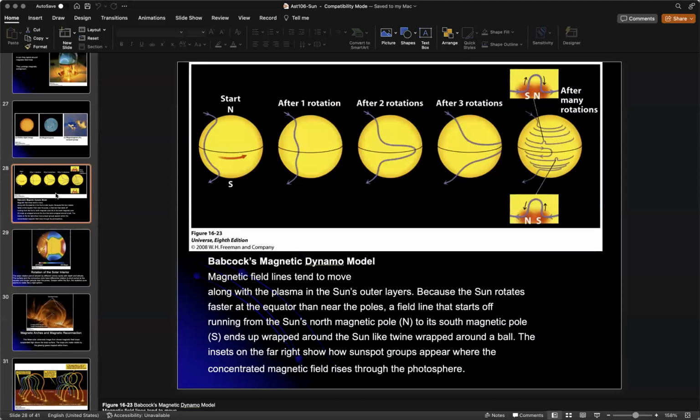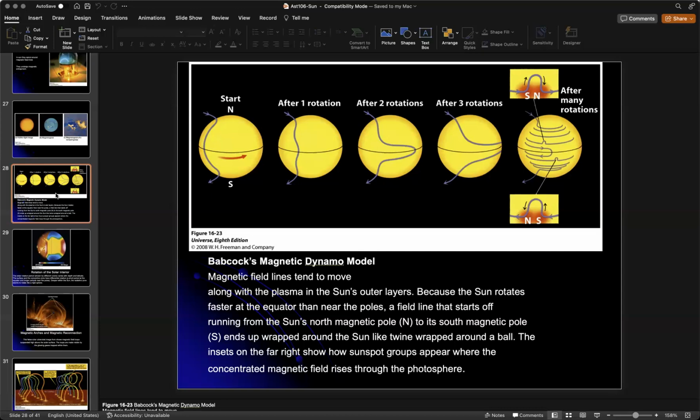So Babcock's magnetic dynamo model. The plasma is affected by magnetic fields, and the magnetic fields are in turn affected by the plasma. They get entangled within the plasma. At the start of the 11-year sunspot cycle, there are very nice and smooth magnetic fields that are set up within the sun from north to south.